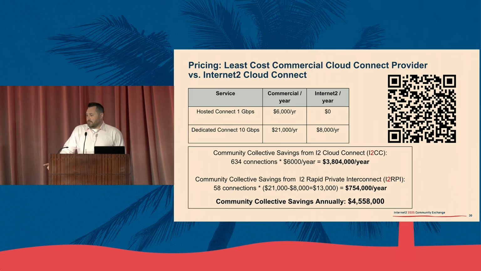And in a similar way, folks that are using Internet2 for dedicated type cloud connections with I2 RPI, when we run those calculations, and these numbers have increased a little bit as well, we're at $754,000 annually for a total annual number of almost $4.6 million that folks are benefiting from these Internet2 Cloud Connect services.